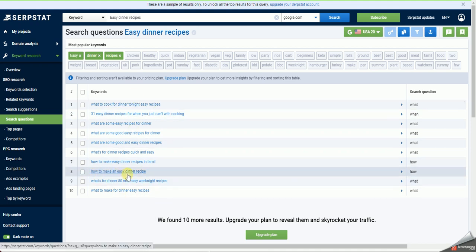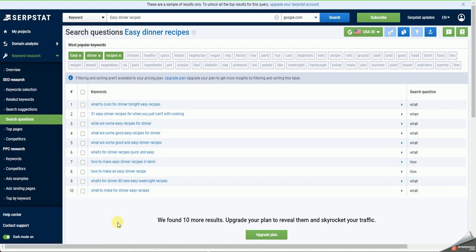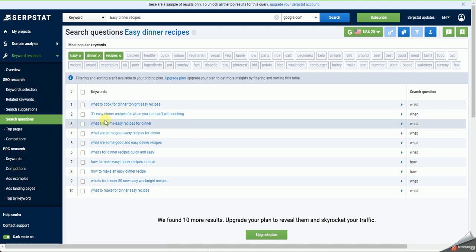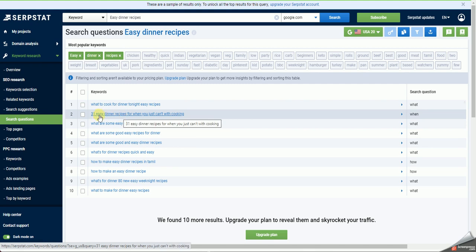Like this one, it says how to make an easy dinner recipe. That could easily be the title of a blog post right there, or a YouTube video, or a Reel if you do Reels on Instagram. So this gives you a lot of really good content ideas. Like this one, 31 easy dinner recipes for when you just can't with cooking. If I were a food blogger, I would go with this one, because list posts are very popular on Pinterest. They're popular everywhere. And you can easily do a quick story about this. There's a lot of possibilities with this.